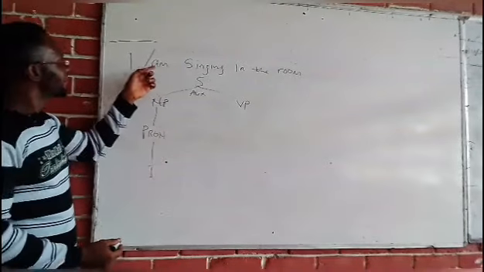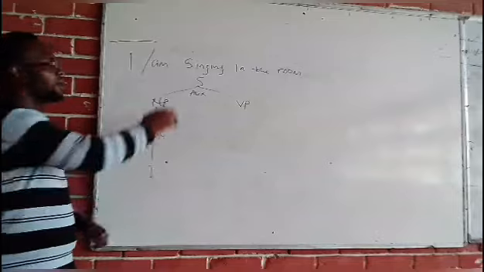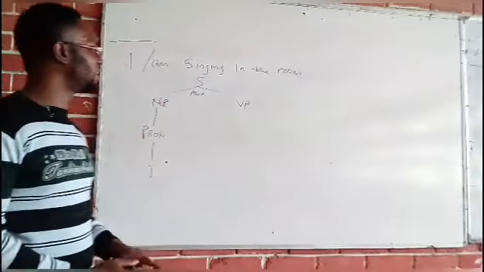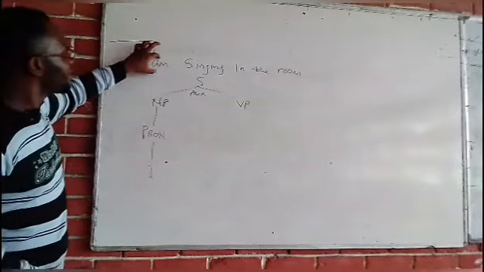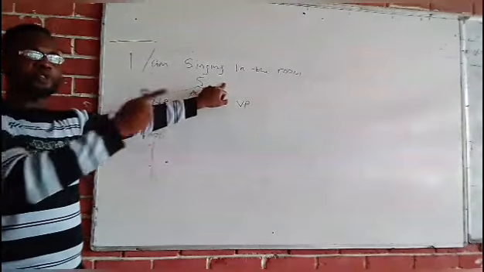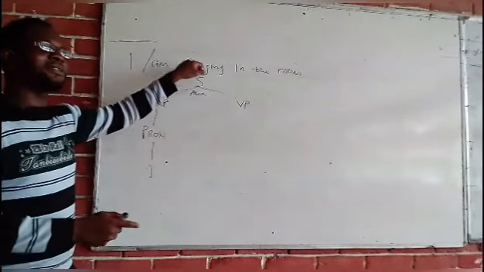Good. So in this case, I'm saying that there are two verbs. Am here is serving as what? As a primary auxiliary verb. So am is assisting singing to what? To exude and portray sense. Okay? So am is assisting singing to what?